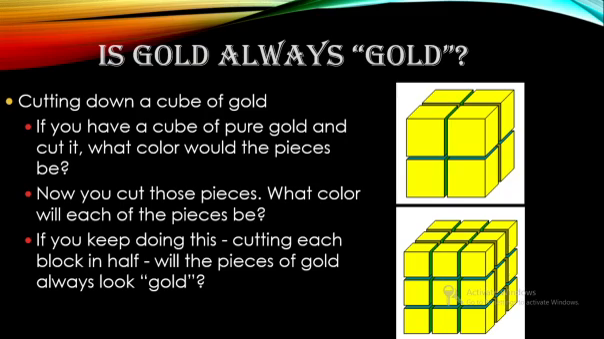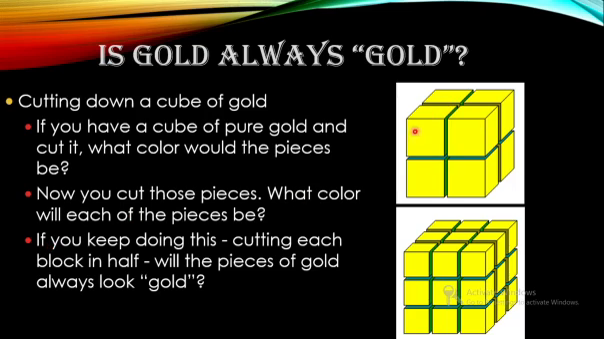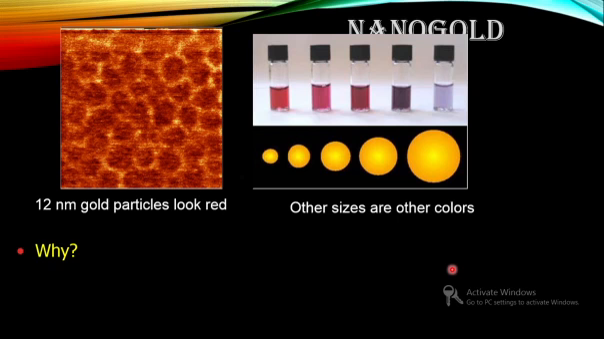So let us start with a familiar thing, that is gold, and we are all very fond of gold because it is yellow in color. It prolongs its color for a longer period. It doesn't get tarnished so fast, and hence it is used as an ornament. Now let us take a cube of gold and then cut it into smaller cubes.